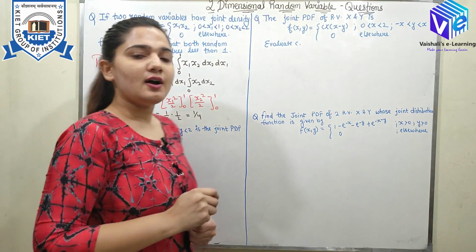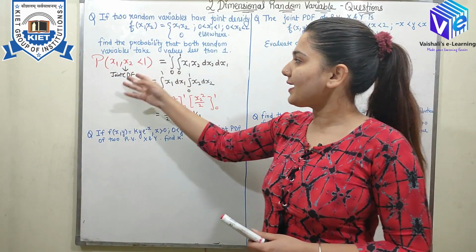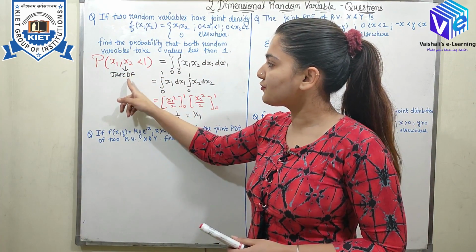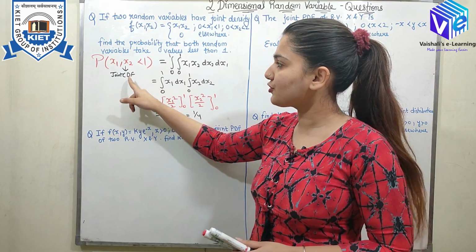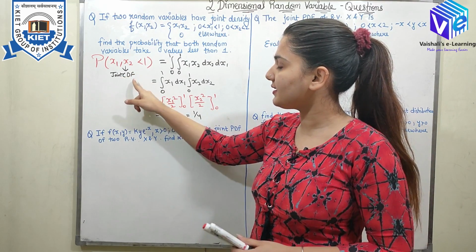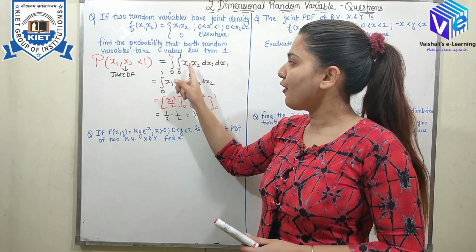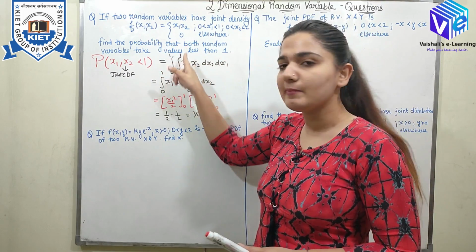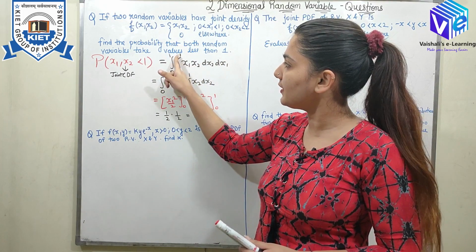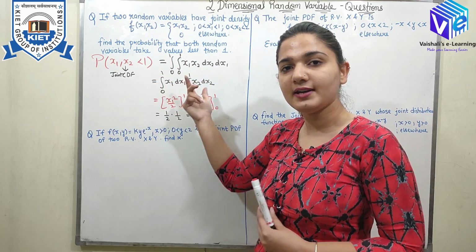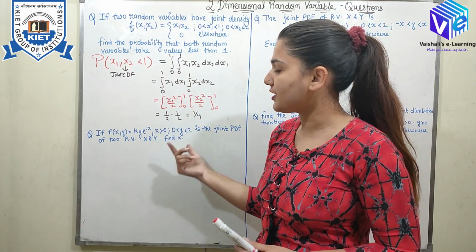This is how I can use the properties of joint CDF. The property of joint CDF is that joint CDF is the integration of joint PDF over the limits. So x1 and x2 are here 1 and 1. So we can integrate it and we can find the joint CDF.